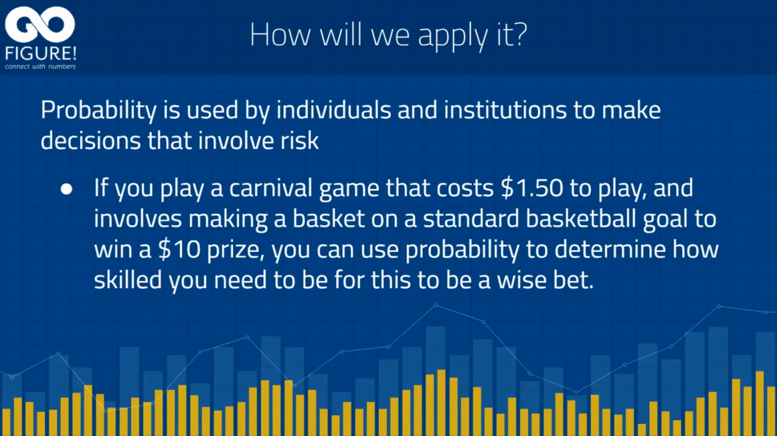On a lighter note, probability is often involved in games of chance. If you play a carnival game that costs $1.50 to play, and it involves making a basket on a standard basketball goal to win a $10 prize, then you can use probability to determine how skilled you need to be at shooting free throws for this to be a wise bet.